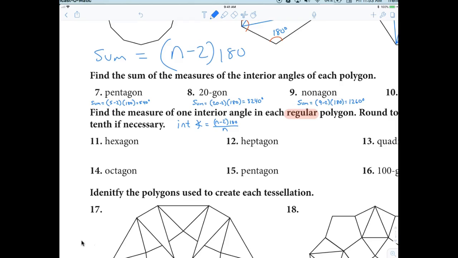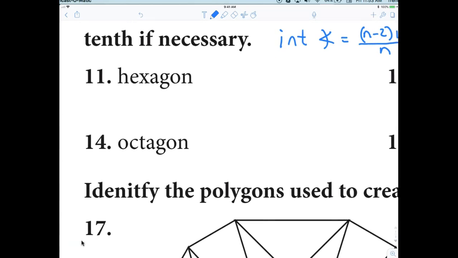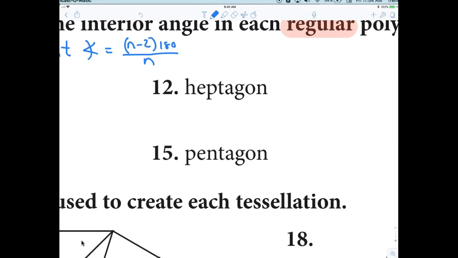All right? So how many sides does a hexagon have? 6. So we're going to say the interior angle is equal to 6 minus 2 times 180 divided by 6. And somebody tell me, 120 degrees. Beautiful, 120 degrees. Julian, are you good now? 120 degrees. Everybody happy with that? Any questions?